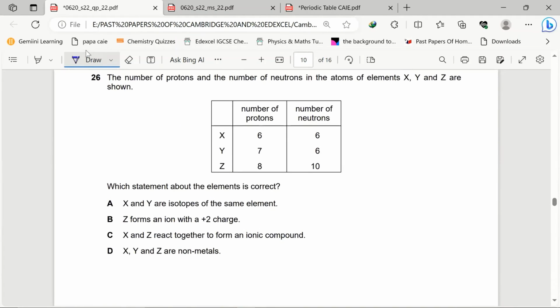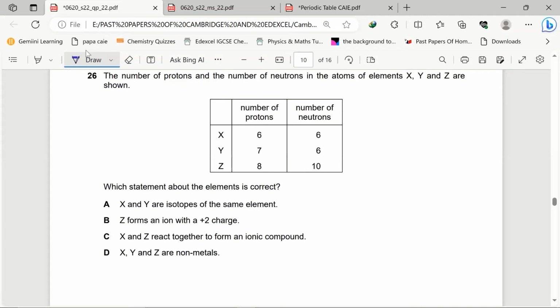Number 26. The number of protons and the number of neutrons in the atoms of elements X, Y, and Z are shown. X, Y, and Z have 6, 7, and 8 protons. Which statement about the elements is correct? X and Y are isotopes of the same element. No, they have different numbers of protons, so it cannot be. Z forms an ion with a +2 charge. Z is 8, so the electronic configuration is 2, 6. So it's not +2, rather it should be -2. X and Z react together to form an ionic compound. X is 6.